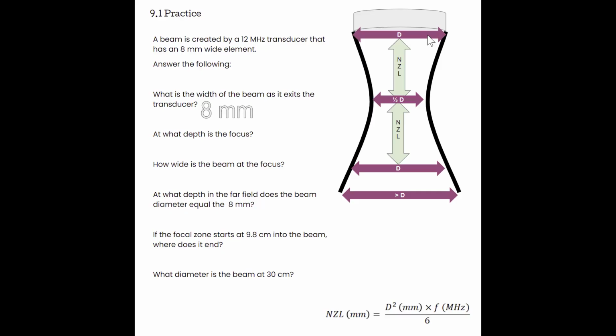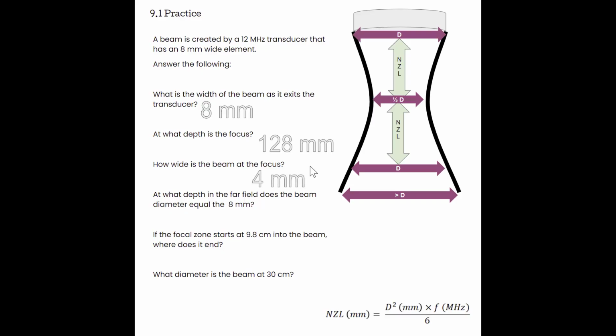The next question asks us, at what depth is the focus? We are going to use our formula down here to determine that. So diameter squared is 64 multiplied by the frequency of 12, all divided by 6, and we will see that the depth of the focus is going to be at 128 millimeters or 12.8 centimeters. Next question says, how wide is the beam at the focus?